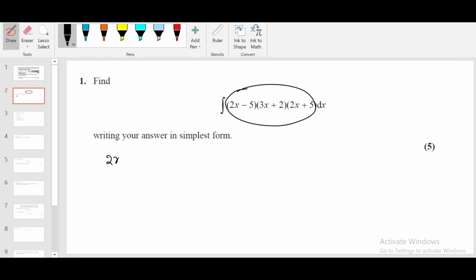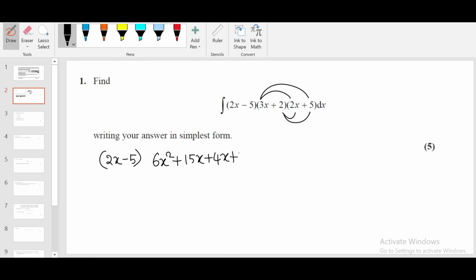So I'm going to keep 2x minus 5 as it is. I open the next 2 brackets. Take 3x and multiply both, you will get 6x square plus 15x. And then take 2 and multiply both, you will get 4x plus 10. Simplify the like terms, keeping this 2x minus 5 as it is: 6x square plus 19x plus 10.